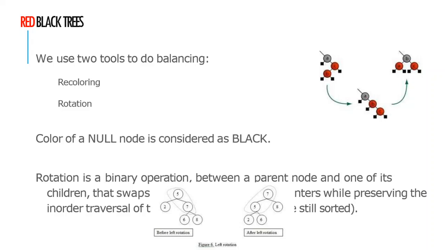So what we do, we have to rotate it now. As you can see from the circle, after 5 and 7, it has rotated. Now 7 becomes the root node.